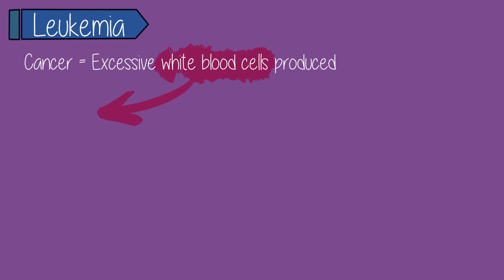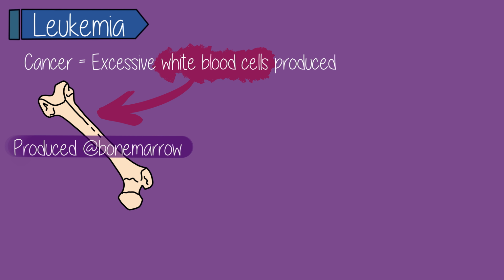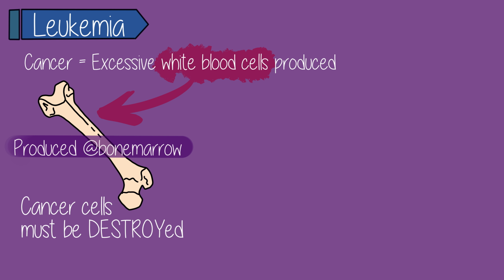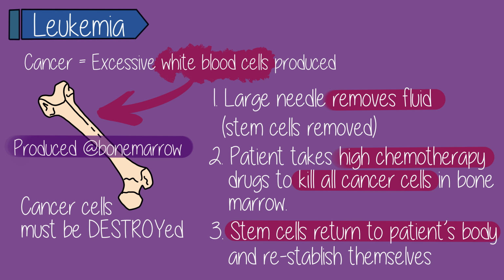Leukemia is a type of cancer where abnormal large numbers of white blood cells are produced. White blood cells are produced in bone marrow. Hence, in order to cure leukemia, the cancer cells producing excessive white blood cells must be destroyed. Large needle removes fluid from bone marrow, which includes stem cells, and it is stored by freezing. Then the patient undergoes high chemotherapy drugs to kill all cancer cells in the bone marrow. Lastly, the stem cells are returned to the patient's body and re-establish themselves to produce both red and white blood cells.